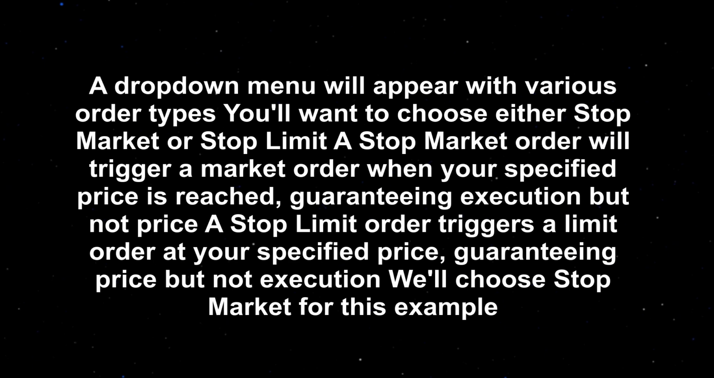A stop market order will trigger a market order when your specified price is reached, guaranteeing execution. A stop limit order triggers a limit order at your specified price, guaranteeing price, but not execution. We'll choose stop market for this example.